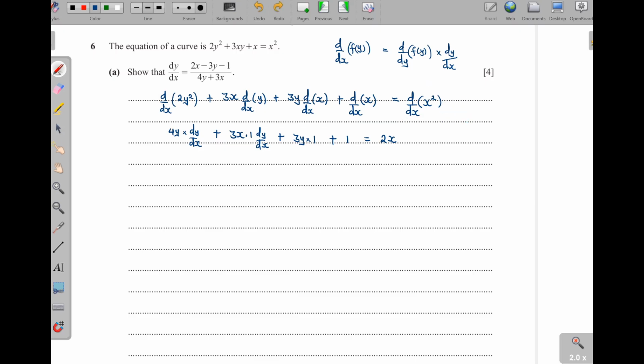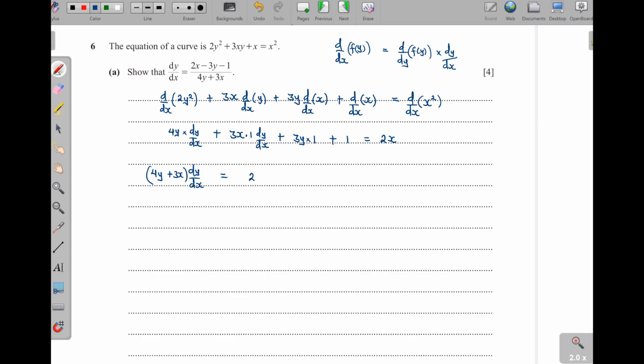It's always silent. You see that? Now get the terms that have dy dx and put them together. So we have the 4y here, then we also have the 3x here, like that. So I factorize out dy dx.